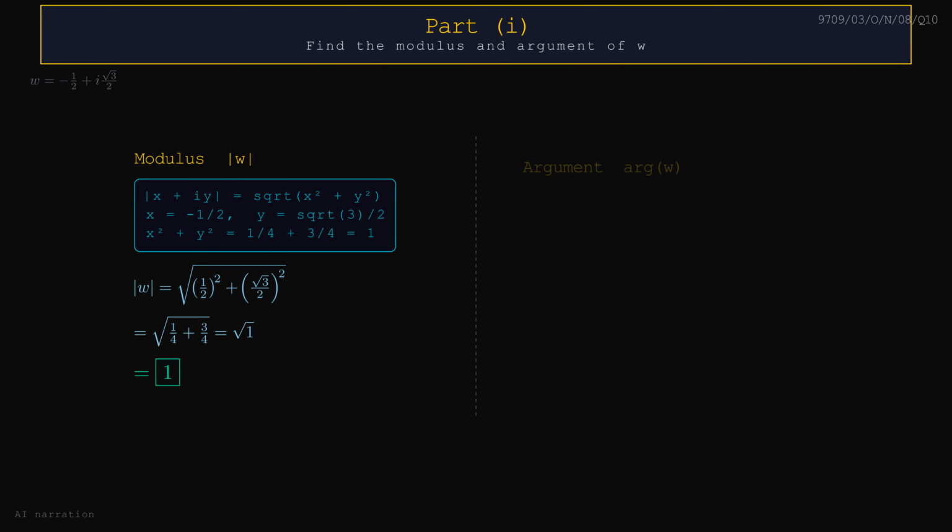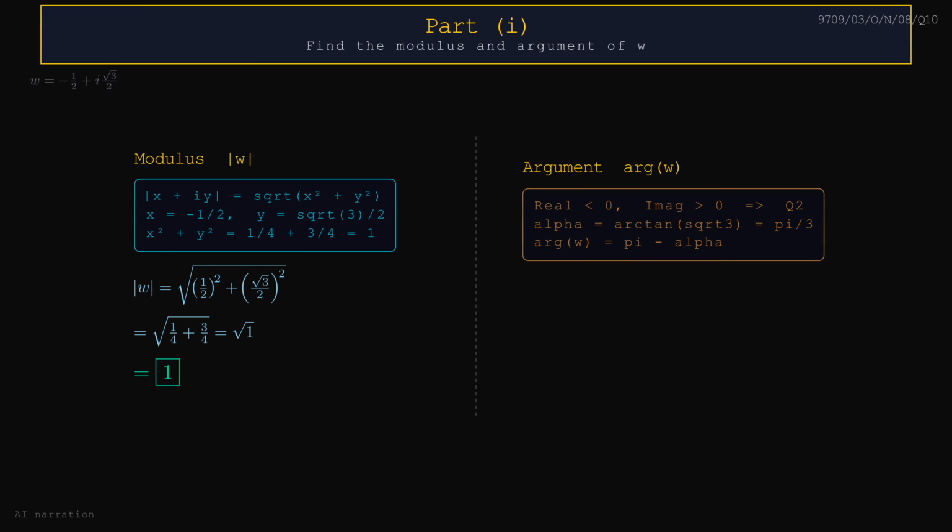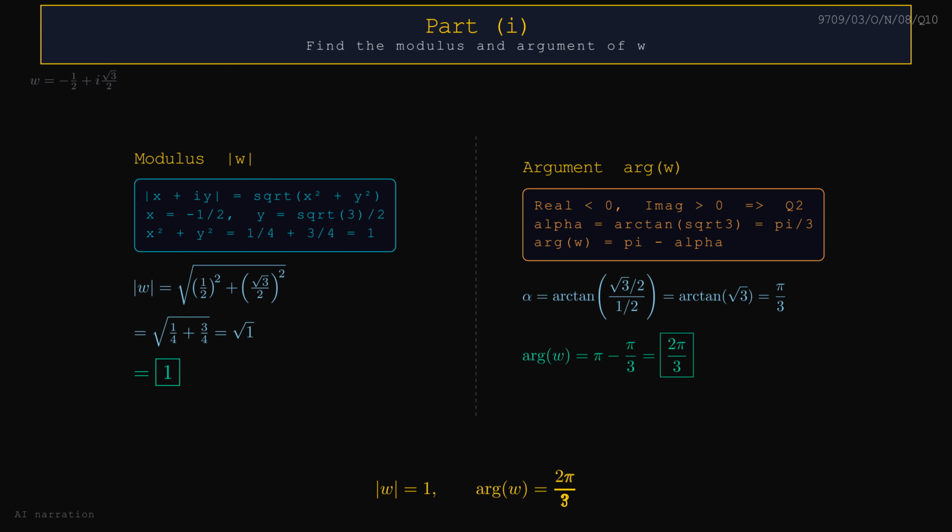Argument. Real part negative, imaginary part positive, so quadrant 2. Arctan root 3 is pi over 3. Arg W is pi minus pi over 3, which is 2 pi over 3. Modulus 1, argument 2 pi over 3.